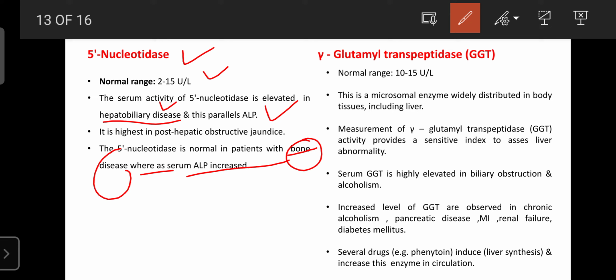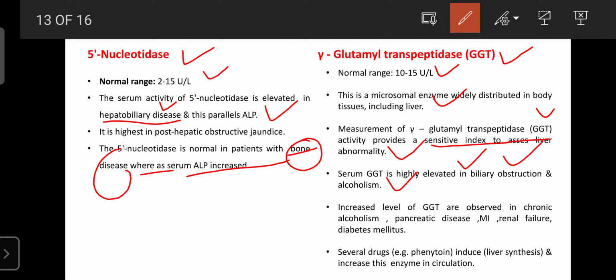The next enzyme is gamma glutamyl transpeptidase, commonly used as GGT. In India it is not used, but in foreign countries it is commonly seen in diagnosis reports. The normal range is 10 to 15 units per liter. This is a microsomal enzyme widely distributed in body tissues, including the liver. The measurement of GGT is helpful as a sensitive index to assess liver abnormality. Serum GGT level is elevated in biliary obstruction and alcoholism.